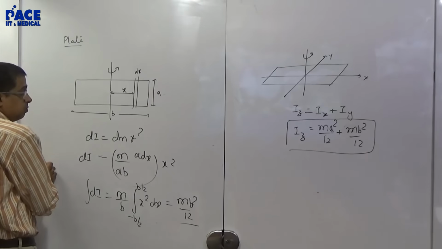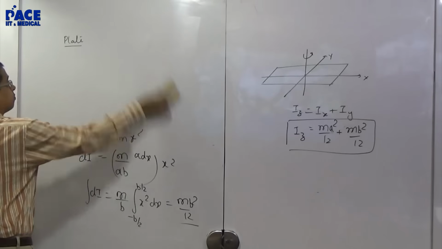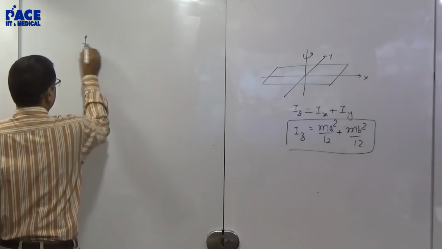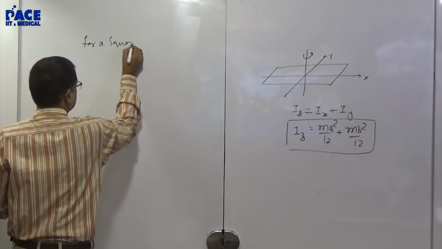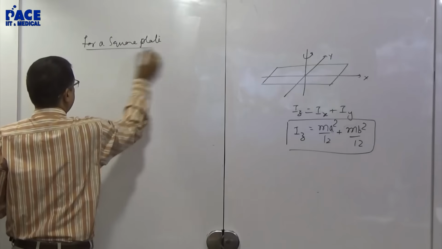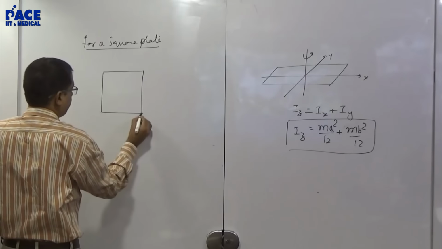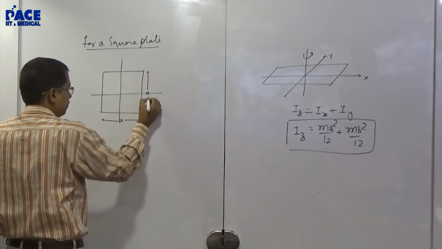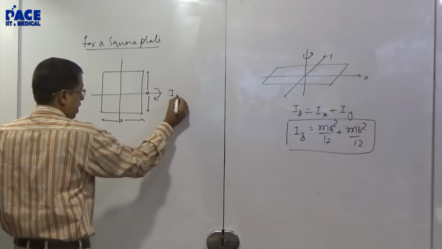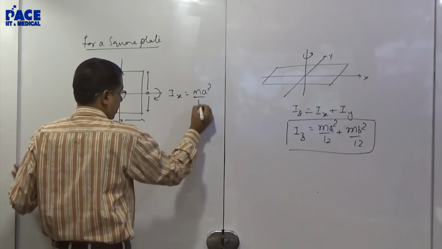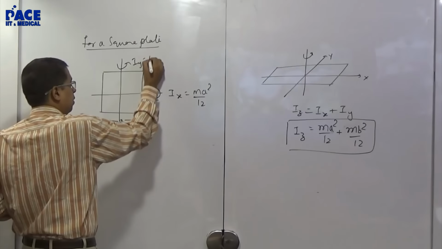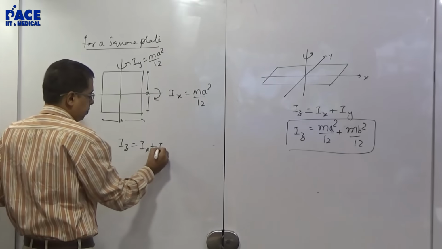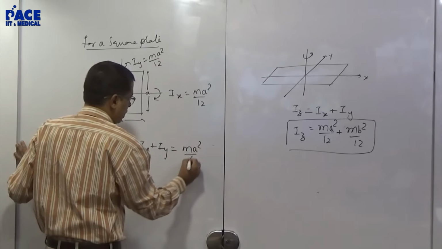Can I rub the board? Now what if it is a square plate? For a square plate, I am taking both of them out of side A. Now Ix will be ma square by 12, Iy will be ma square by 12, Iz is Ix plus Iy. This will be ma square by 6.